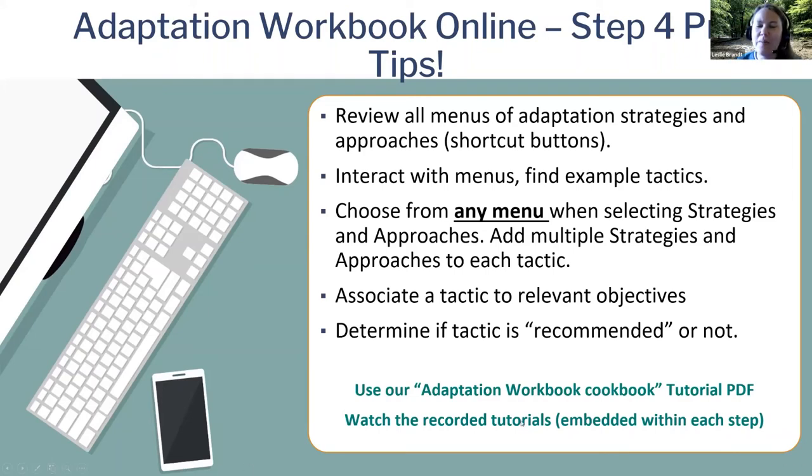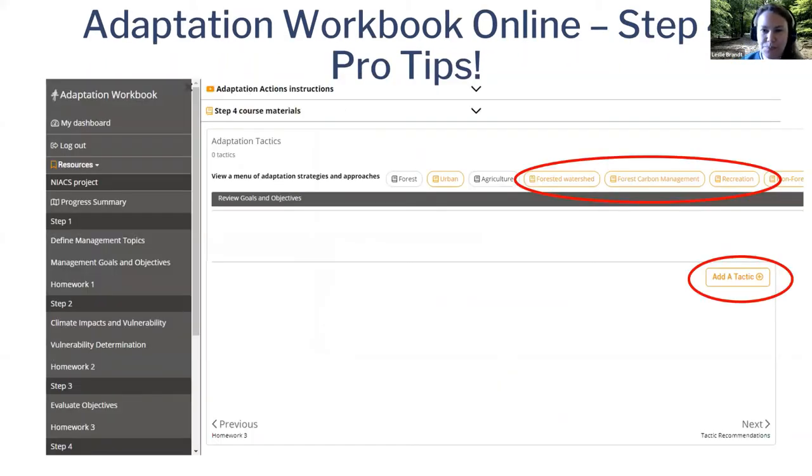And then the main thing is to associate your tactics to relevant objectives. So think about which objectives you're trying to achieve with this tactic, and determine if you want to recommend that or not based on evaluating those benefits and drawbacks. And if you're not sure how to do any of this, you can use our adaptation workbook cookbook tutorial PDF or watch any of the recorded videos.